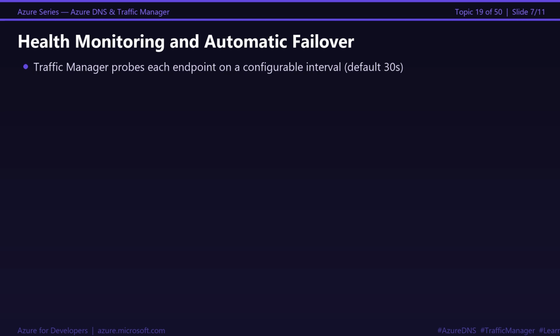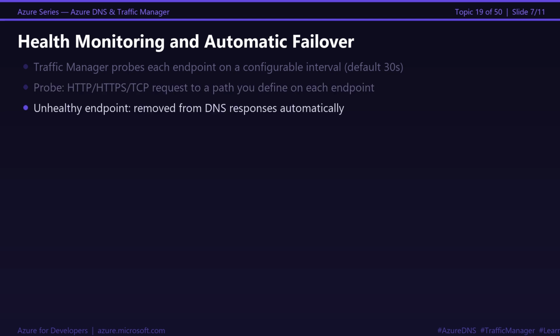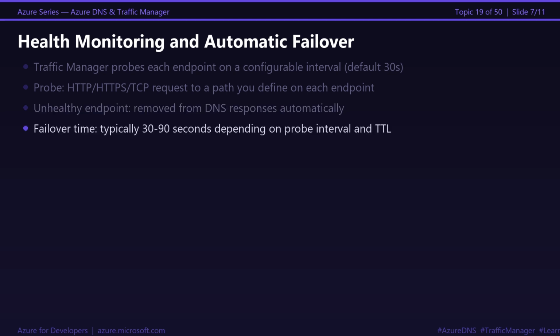Default TTL is 300 seconds, 5 minutes. For critical production workloads, lower it to 60 seconds. Yes, you get more DNS queries. But your failover happens in under 2 minutes instead of 5. Set your probe path to a real health endpoint, one that checks your app dependencies. Not just a static HTML page that always returns 200.